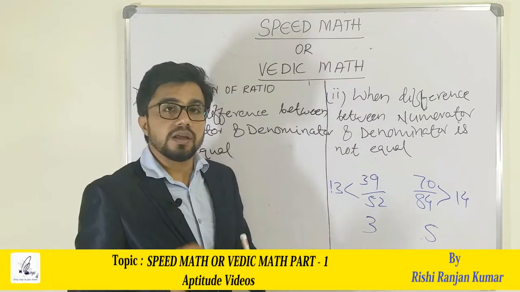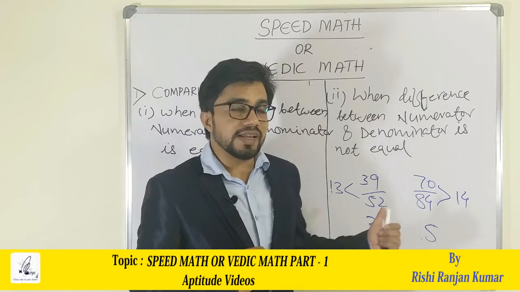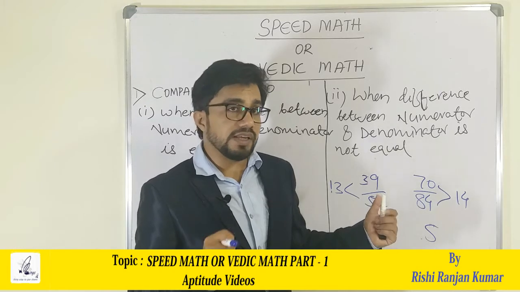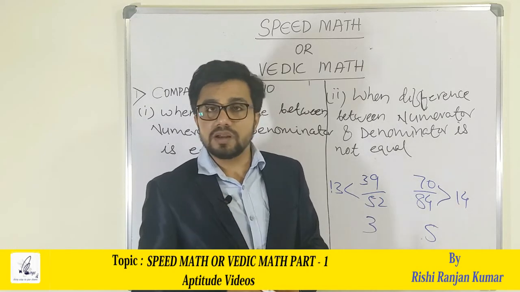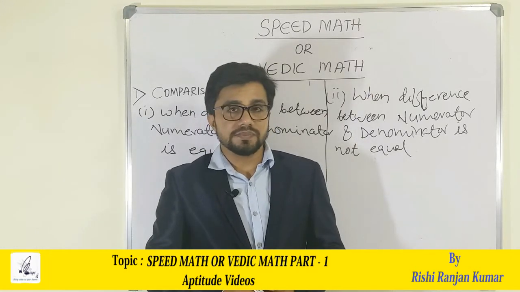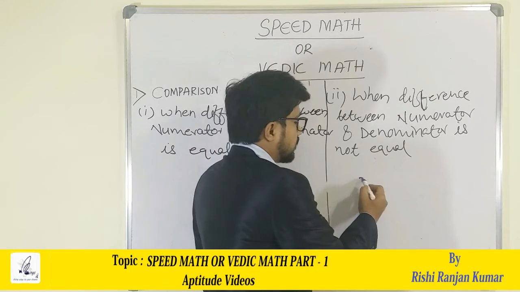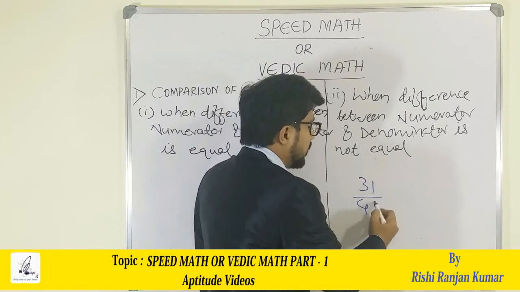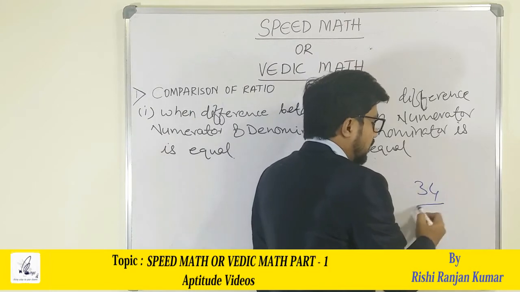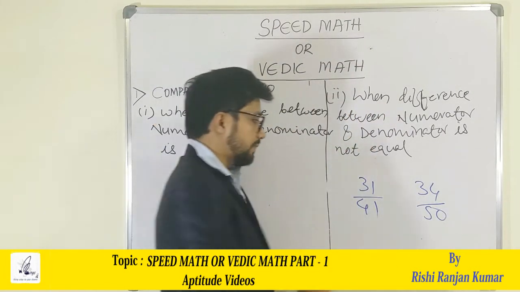Now, you might be thinking, the numbers I have taken here are very easy to calculate. What if we take random numbers? Then what happens? Is it still helpful? Let me check that one. Let's take another ratio. Let's say we have 31 by 41 and the other one is 34 by 50. Which one is bigger? Let us see.